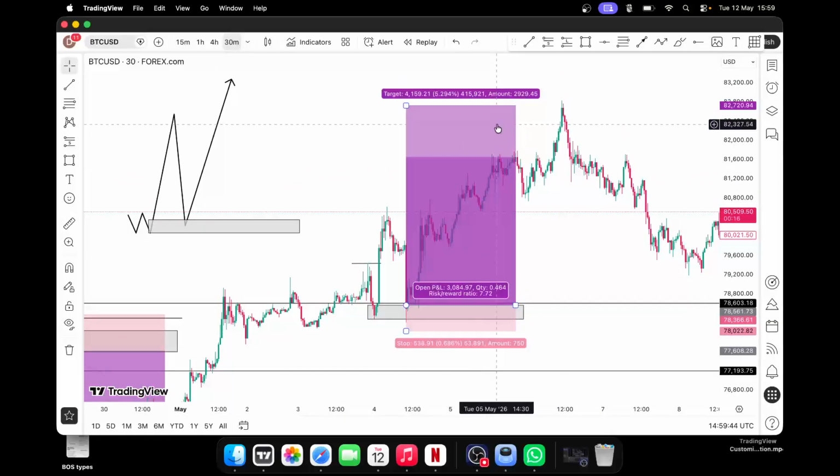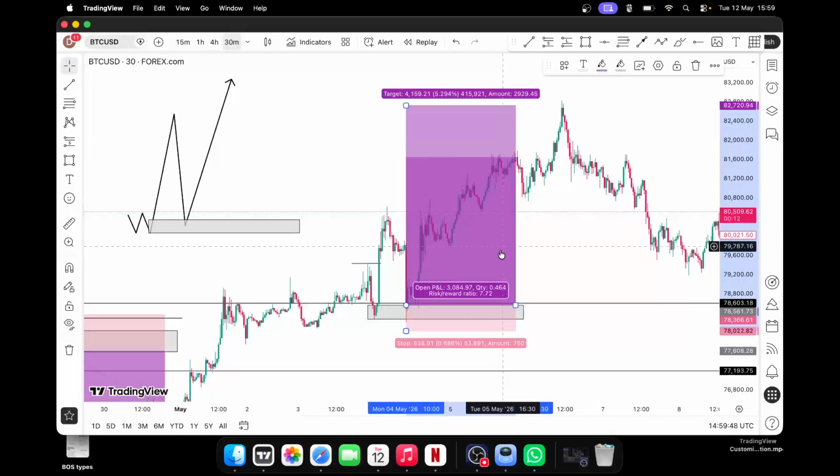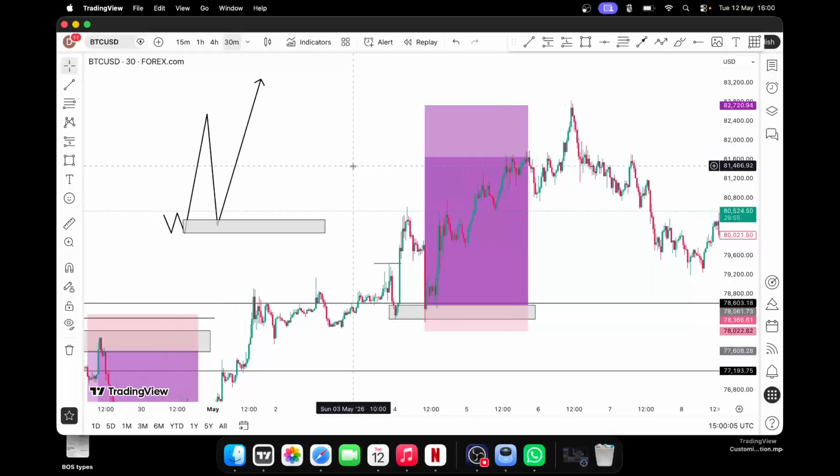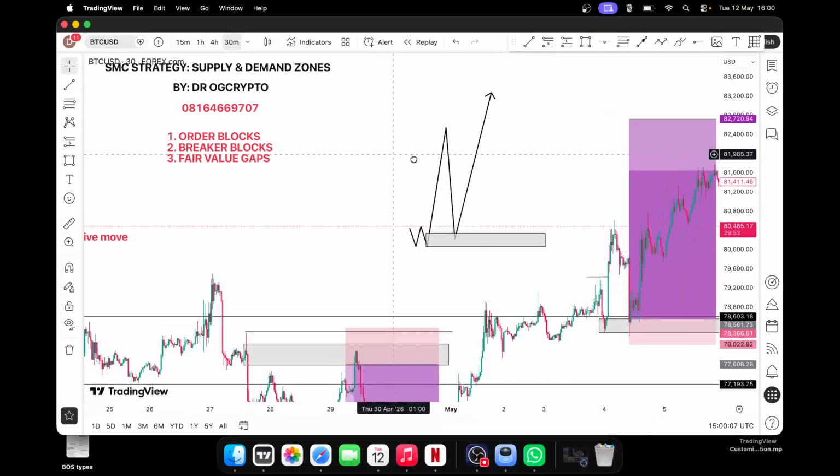So I made 1:7 on this trade. I risked, I think, $50 on this trade, and I made like $350. So that is it. I think 350 or 370-something dollars with $50. So can you see how order block works now? That is what order block is all about.